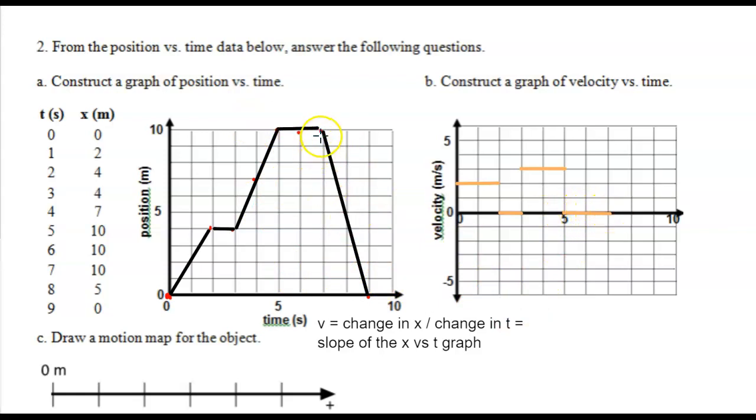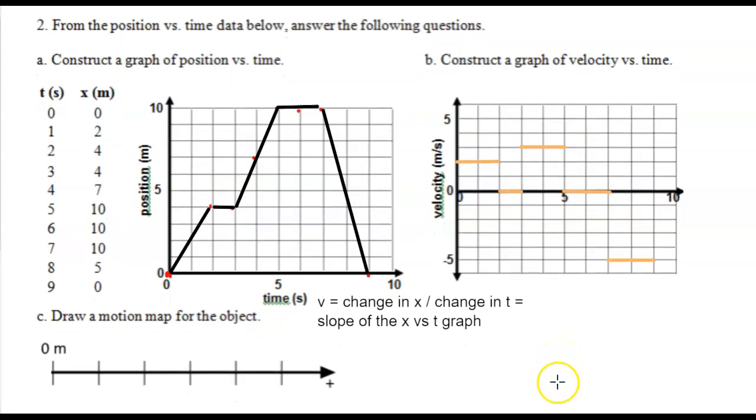And then finally from 7 to 9, it drops 10. So that's negative 10 divided by 2, which is going to be a negative 5. So these are the lines that represent the constant velocities that we have. So it just jumps from one constant velocity to another constant velocity to another.